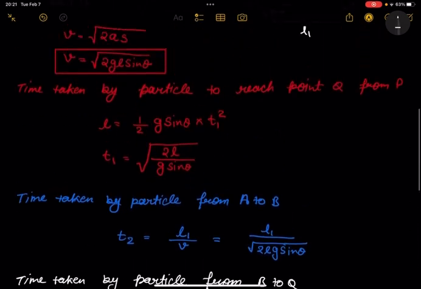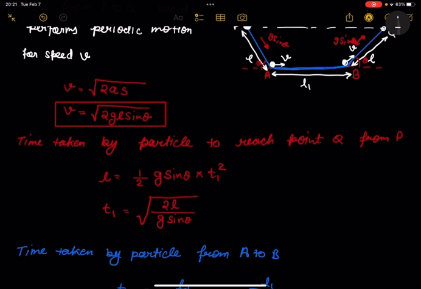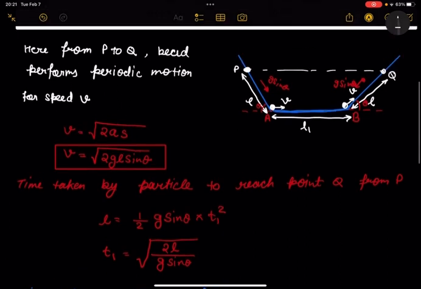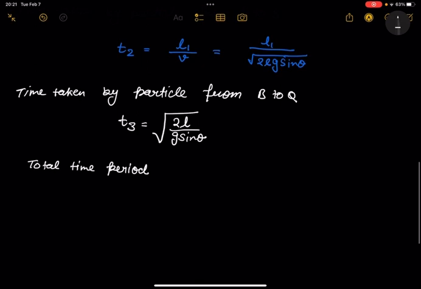So overall, what is a periodic motion? It will reach the point Q, again come to B, and B to A and A to P. So the total time taken to complete one revolution is called the time period. So the time period of the particle is T equal to 2 times T1 plus T2 plus T3.